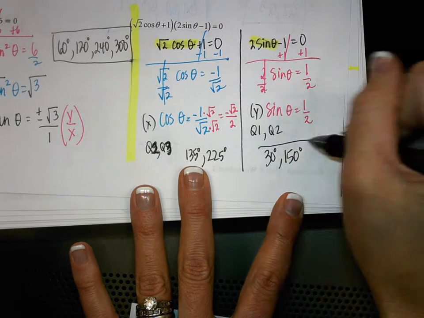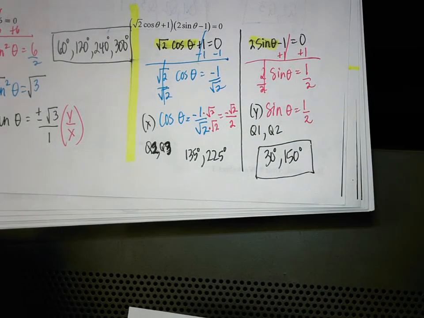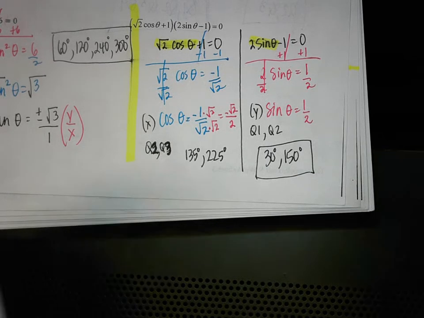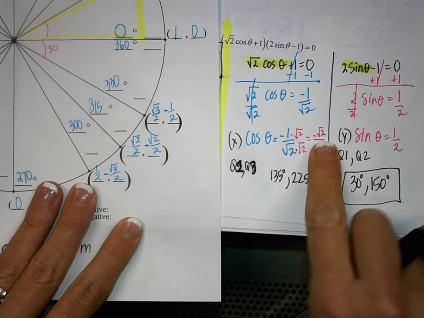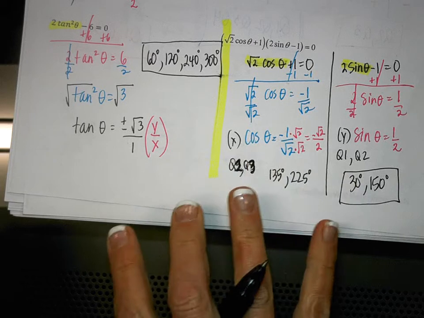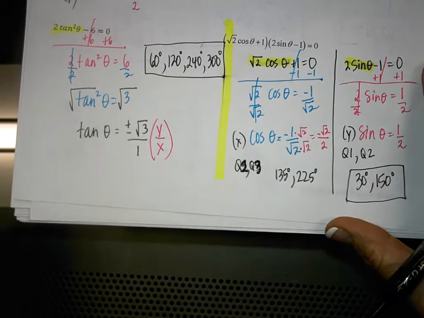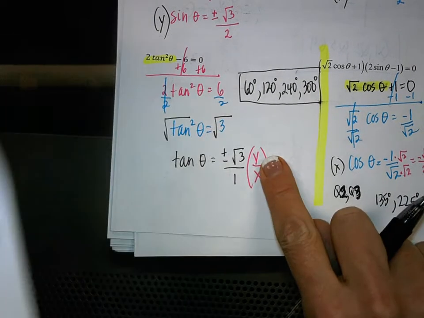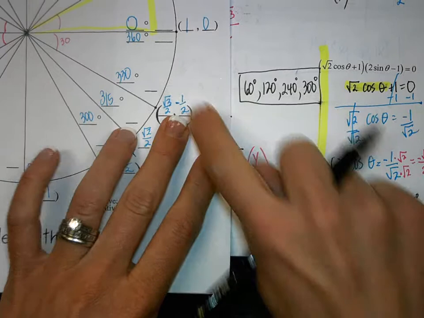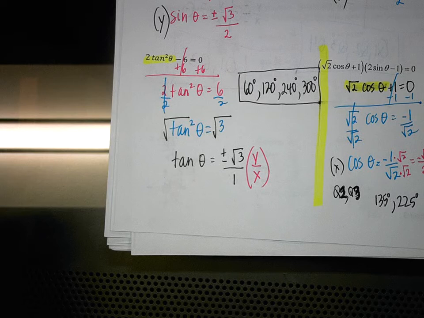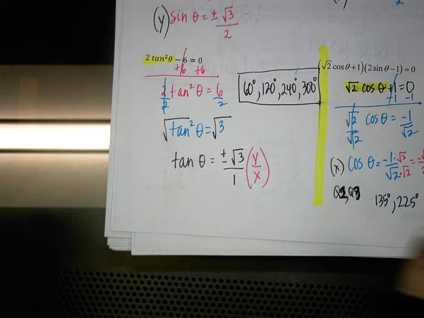Yes? I got this one, but on the last problem, wouldn't 330 also be an answer? The one with tangent? Okay, so we're doing y over x. So y is 1. That would be 1 over root 3. And you're only going to get 1 degree per quadrant. Any other questions?